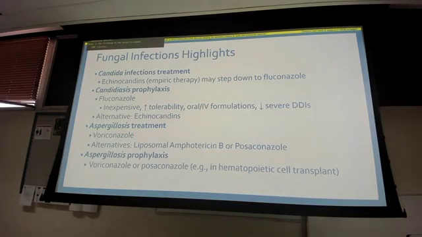So just an overview of some things that I want you guys to know. Echinocandins are your empiric treatment for Candida, especially in ICU settings. For candidiasis prophylaxis, fluconazole is commonly used. If we can't use it for any reason, we can use echinocandins. For aspergillus, voriconazole is our drug of choice. If we can't use that, then potentially amphotericin or posaconazole. And for aspergillus prophylaxis, voriconazole and posaconazole are used.